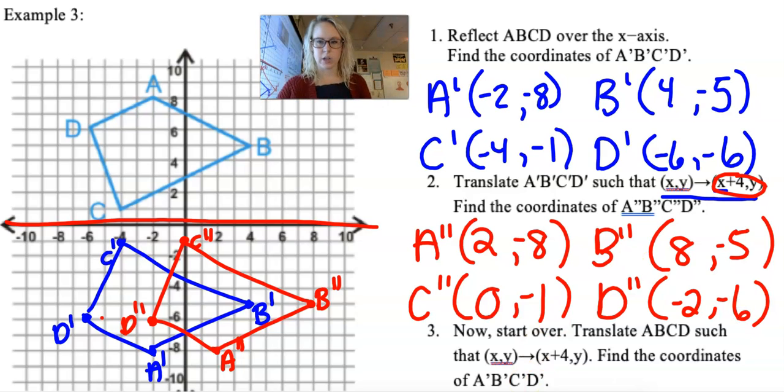And you can check it out. So we can check to see that C double prime is at (0, -1). That worked out. A is at (2, -8). That worked out. So two kinds of ways of figuring that out.